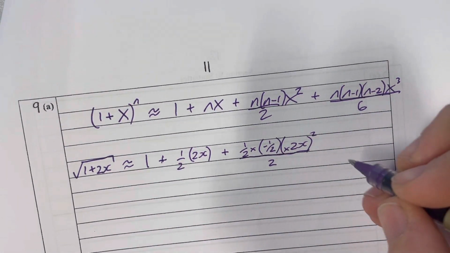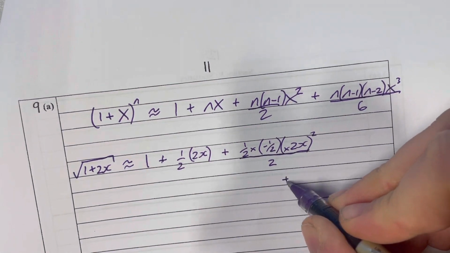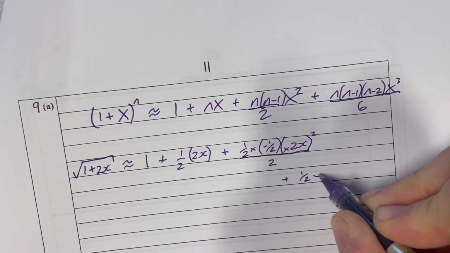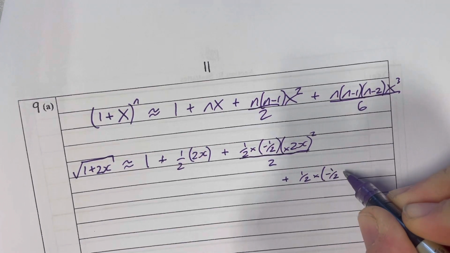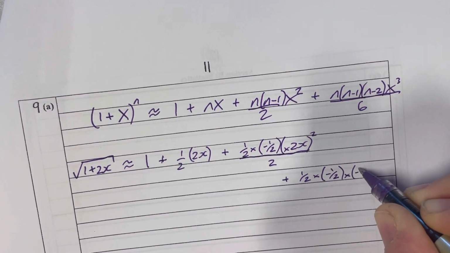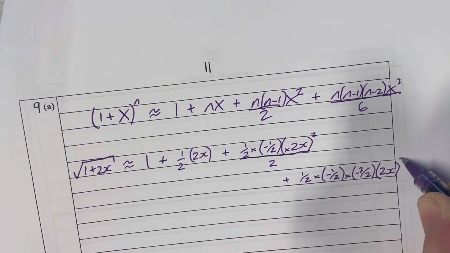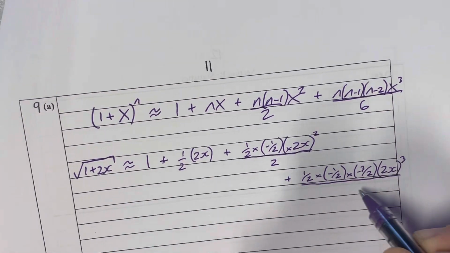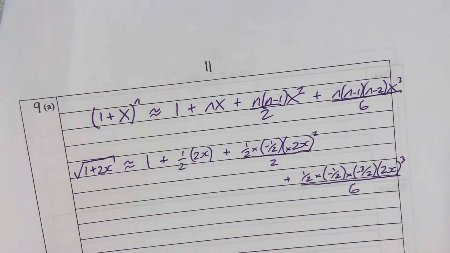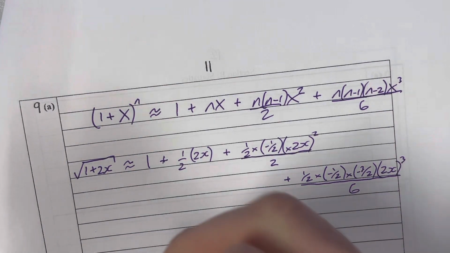And then the next term is n, which is a half, times n minus 1, which is minus a half, times n minus 2, which is minus 3 halves, times X cubed, but X is 2x. And that's all divided by 6. Now we can just simplify the terms.